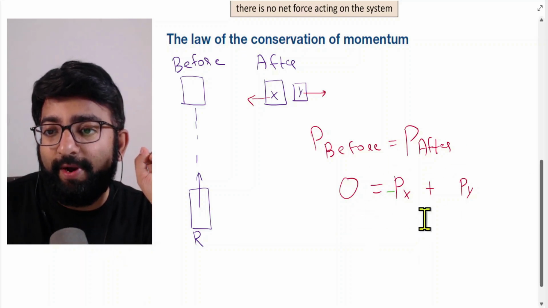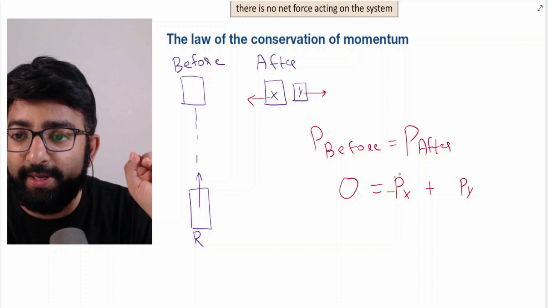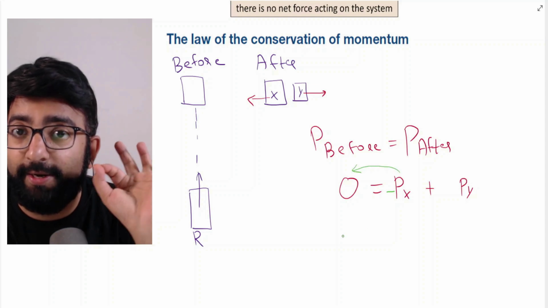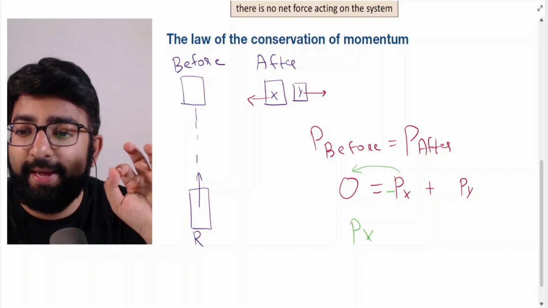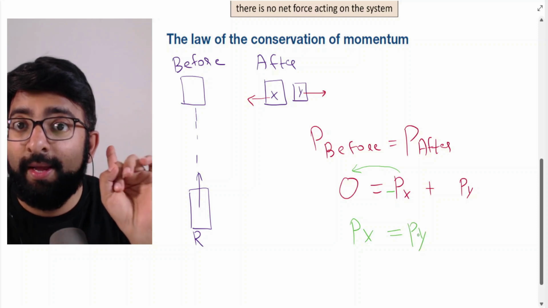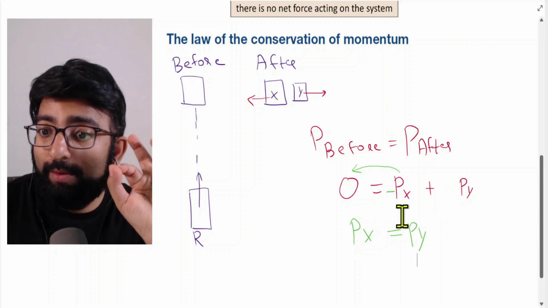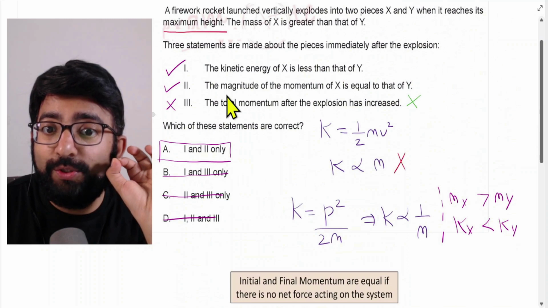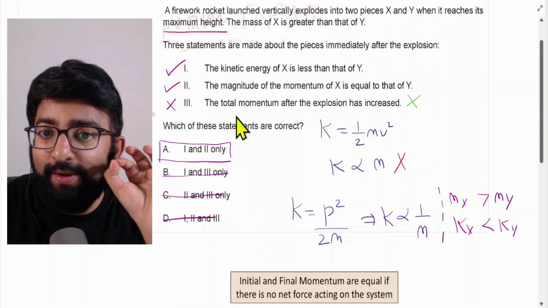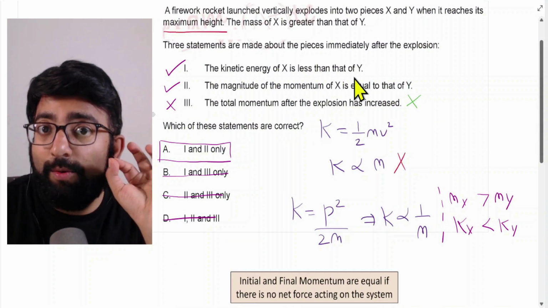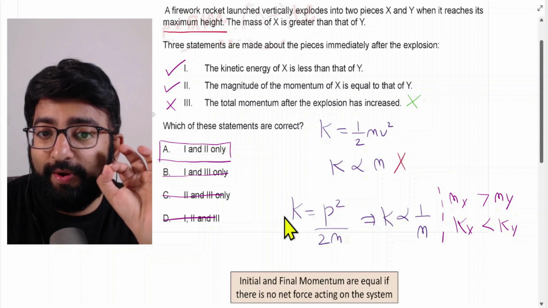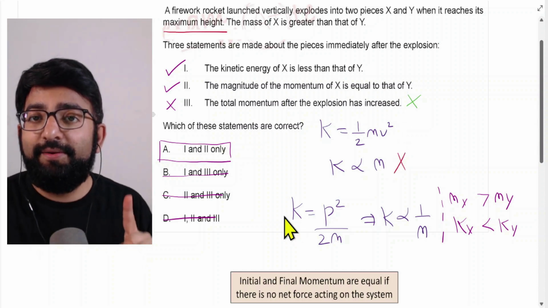And now if we simplify this entire equation, let's take negative Px on the left-hand side. So we will write Px is equal to Py, which means momentum of X and Y are equal, which was mentioned in statement 2, which stated that the magnitude of momentum of X is equal to that of Y. Hence, A is the right answer.